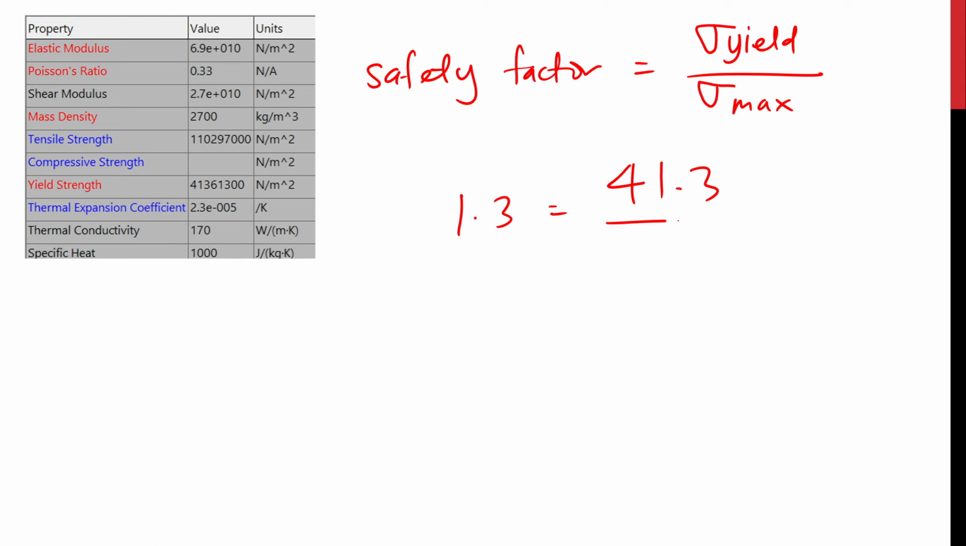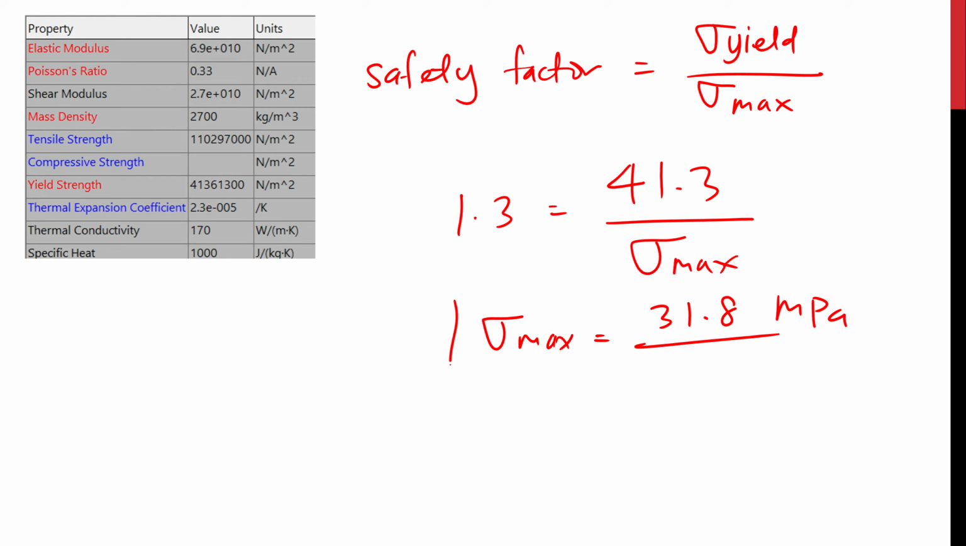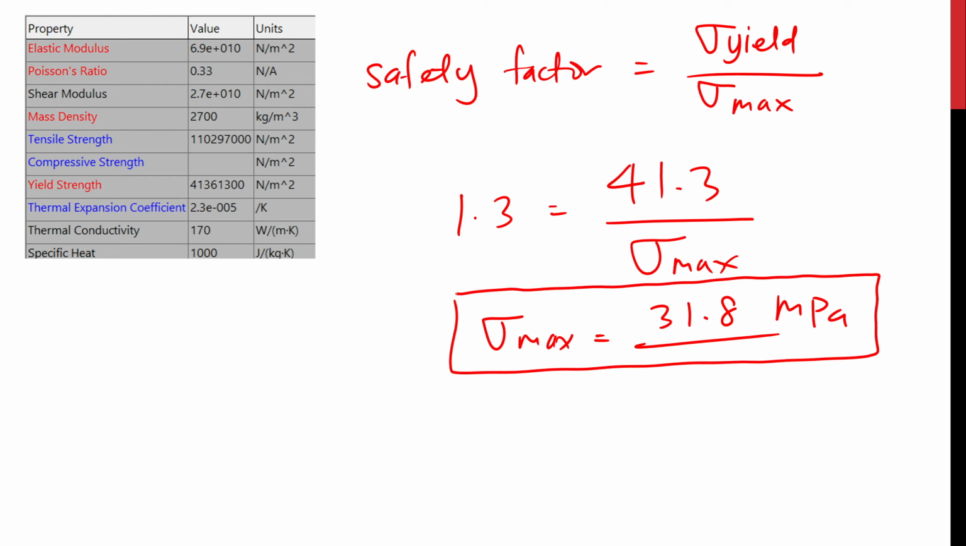41.3 megapascal. So the maximum stress that you should get in your model is this much. Sigma max is equivalent to, let's calculate, 41.3 divided by 1.3, should not exceed 31.8 megapascal. So this is how you determine it. So make sure your bracket does not exceed 31.8 megapascal. That way you get a safety factor of 1.3. So let's keep this in mind.